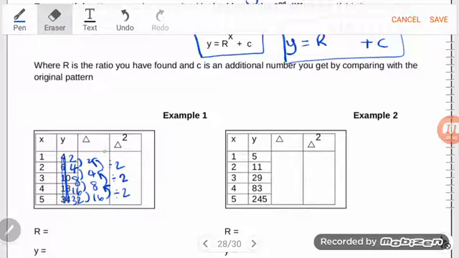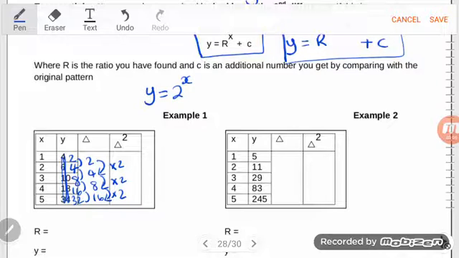So that means if we went the other way, then it's going to be times 2. Our common number here is 2, but it's multiplied. So that will be our base. So we're going to have y is equal to 2 to the power of x. Now let's just double check that to make sure that that is true.